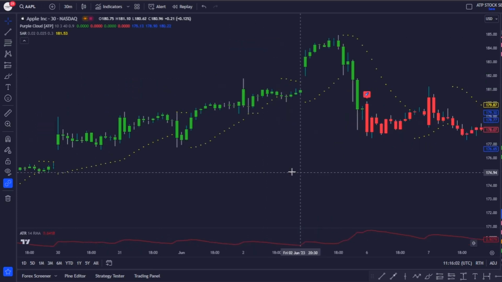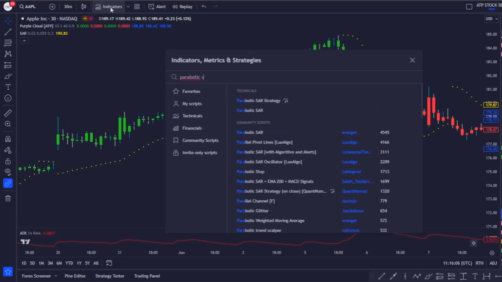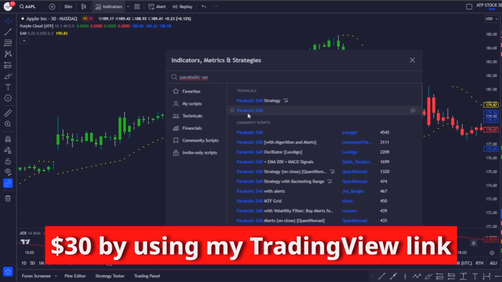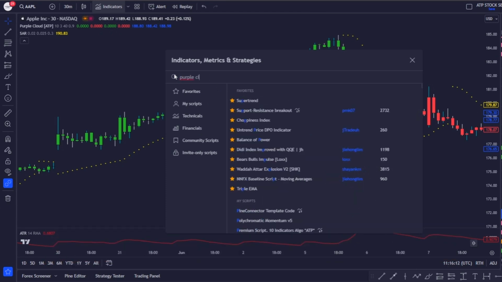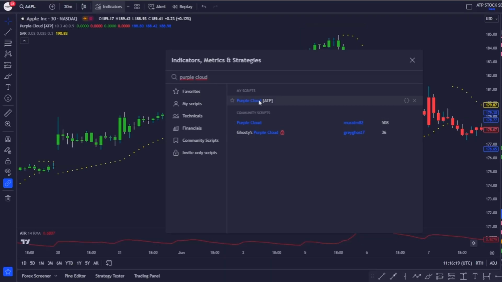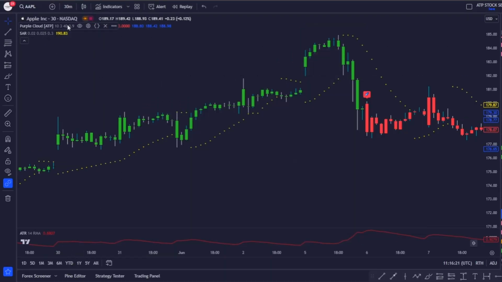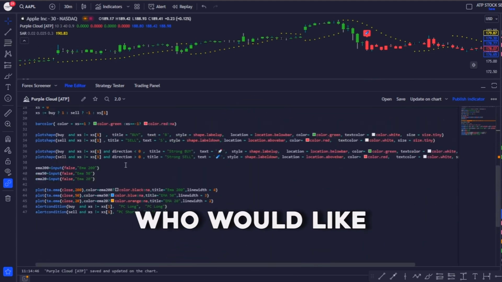Regarding the parabolic SAR, you can find it by going to the indicators tab from TradingView and searching for it. You can use this one, which is free to use on TradingView. And then, regarding the purple cloud, the only one available to use at the moment is this one by Murat. But the one I use is not available here at the moment, but that is not an issue, because I have shared the code of it for those who would like to use it.